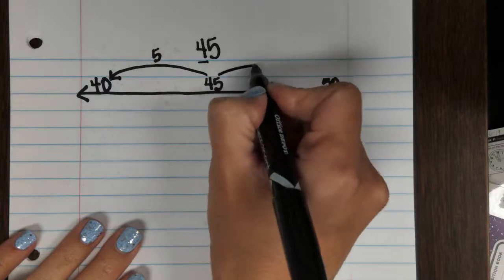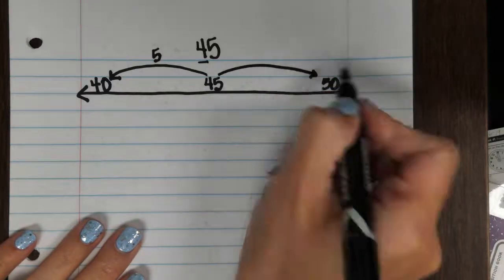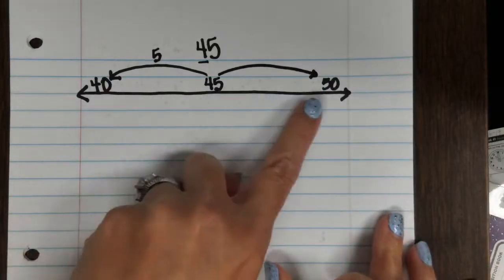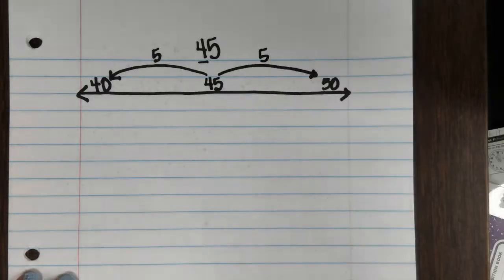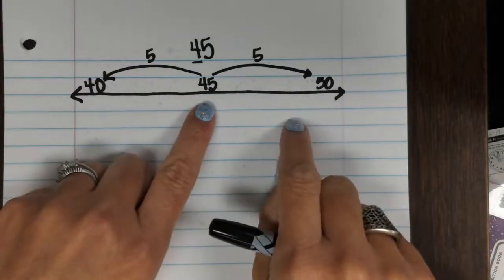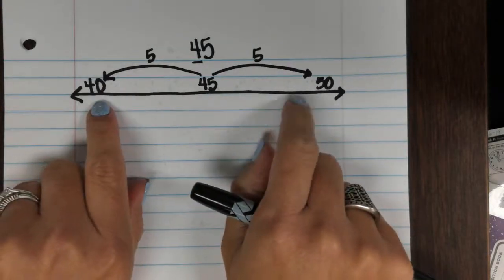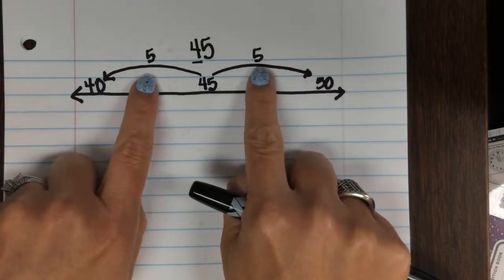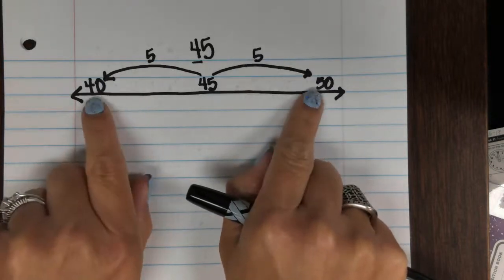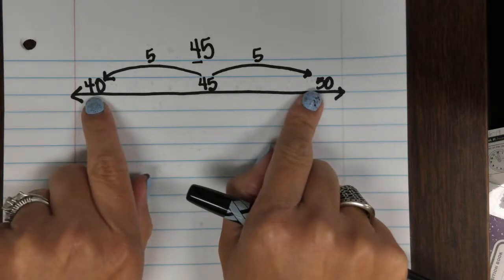Okay, let's go the other direction. Let's see if it's closer to 50. How far away is 45 from 50? 5 as well. That wasn't very helpful, was it? So 45 is not closer to 40 or 50. It's a tie. It's 5 spaces away from each of these benchmarks.